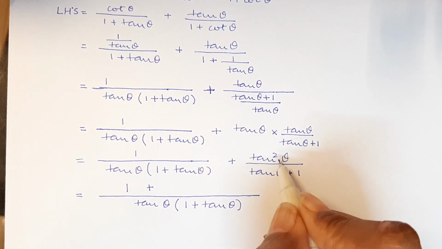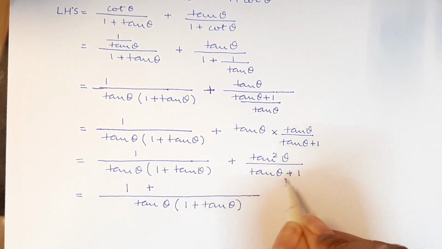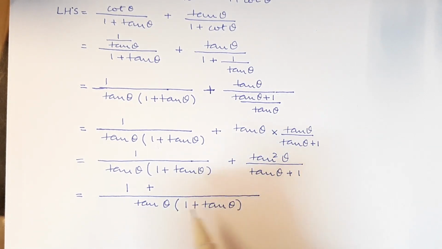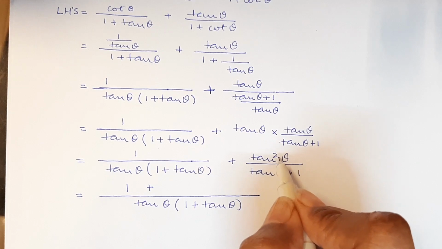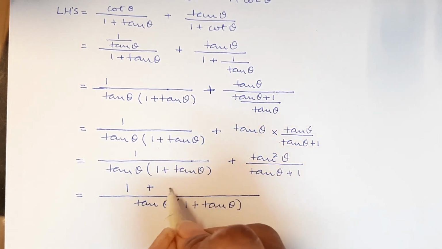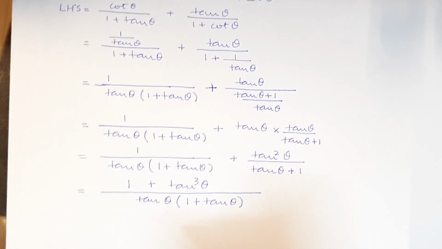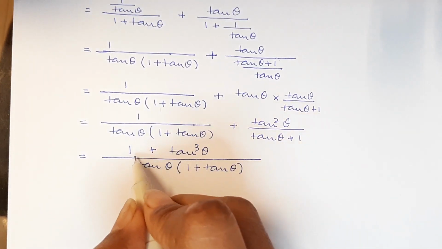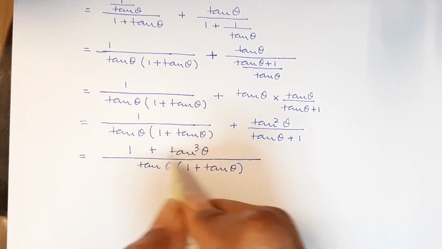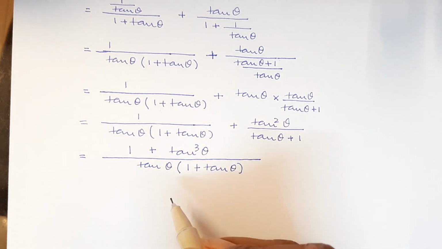Plus, look at this fraction. This had tan theta plus 1. But our denominator is not just tan theta plus 1, it has tan theta as well. So this tan theta will multiply here, and that will give us tan cube theta. Now, do we know what we have here? It is 1 means 1 cube plus tan cube theta.